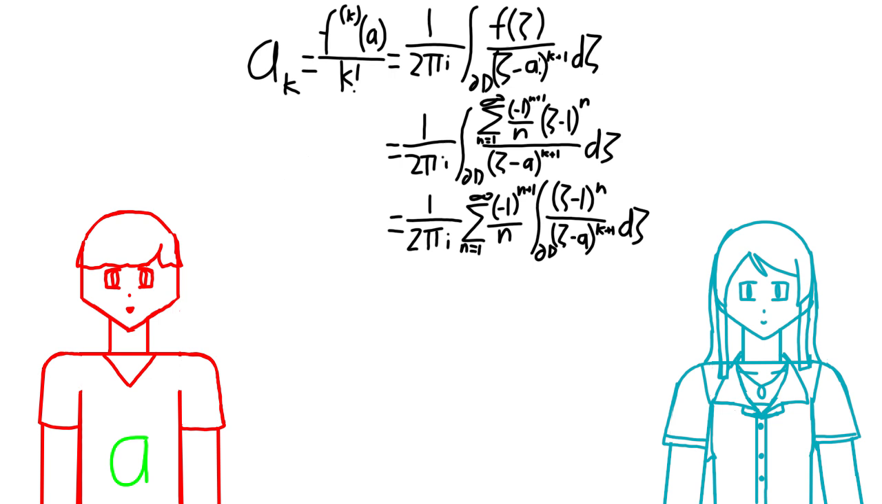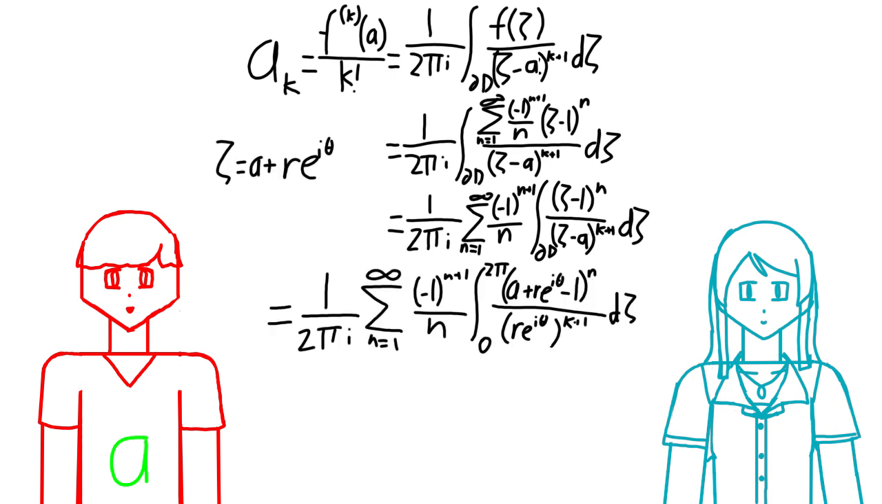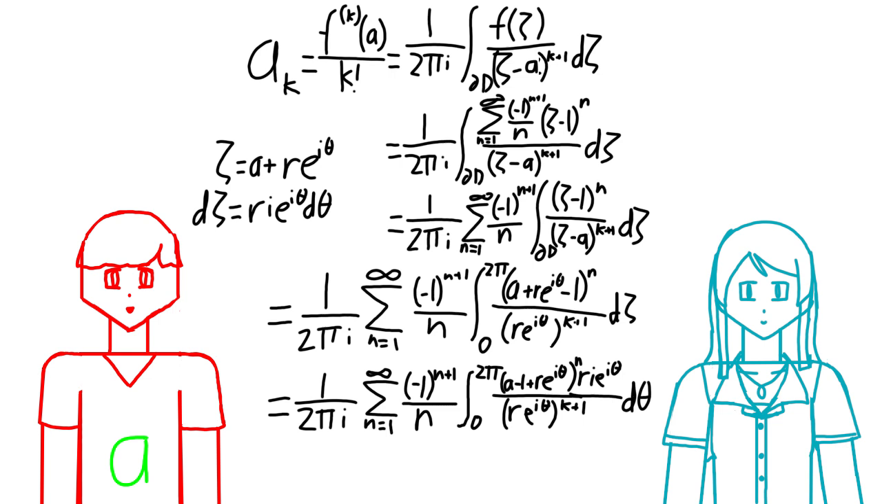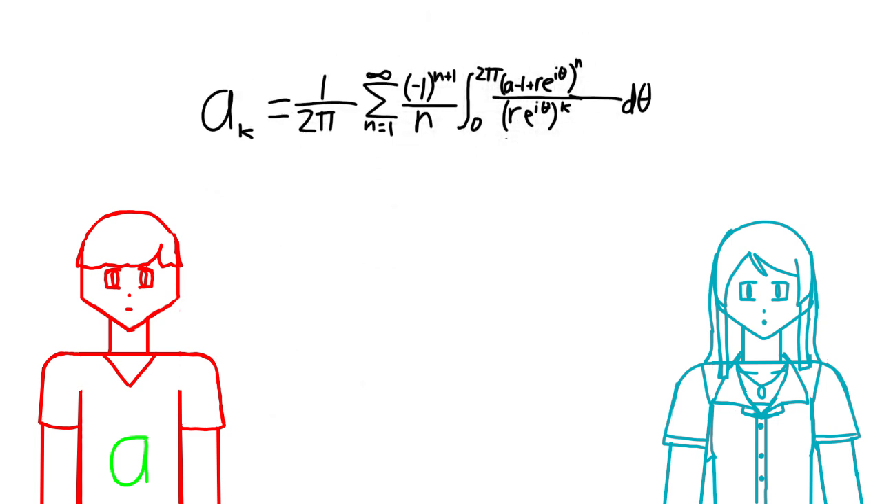In this case, we can place the integral in the sum and take negative 1 to the n plus 1 over n out. We know that the boundary of D is a circle, so we can parameterize it in polar coordinates centered on a. Since zeta equals a plus r e to the i zeta, d zeta equals r i e to the i zeta d zeta. But then we can cancel out an r e to the i zeta from the numerator and the denominator. And then I guess we can cancel out these i's, and I don't see where to go next.